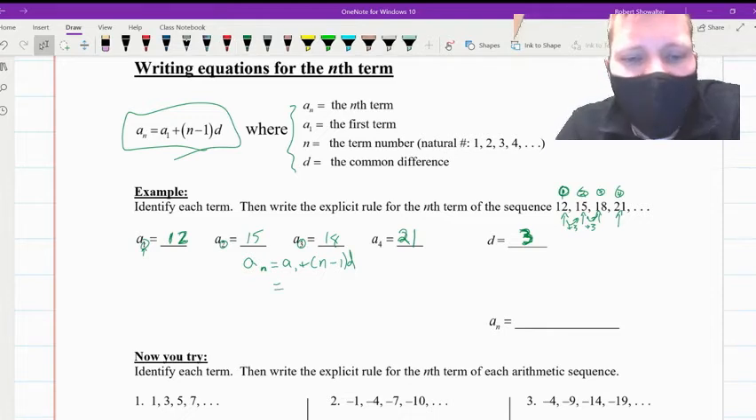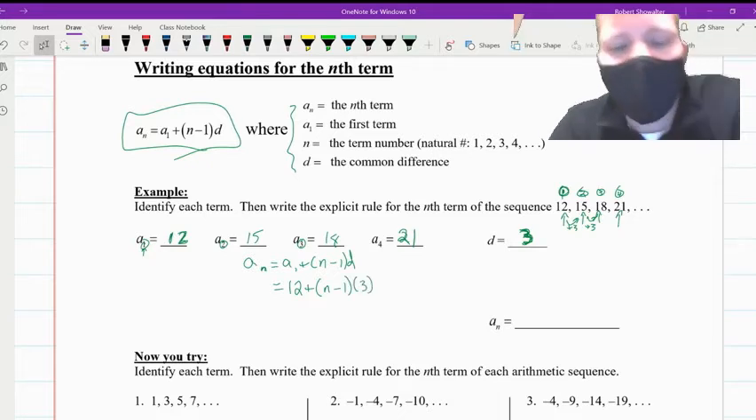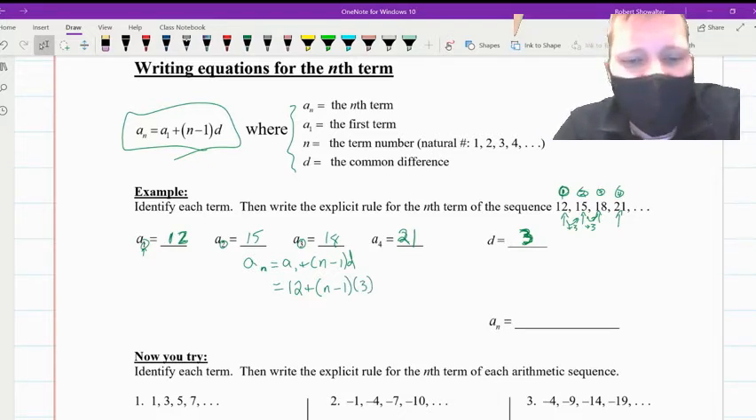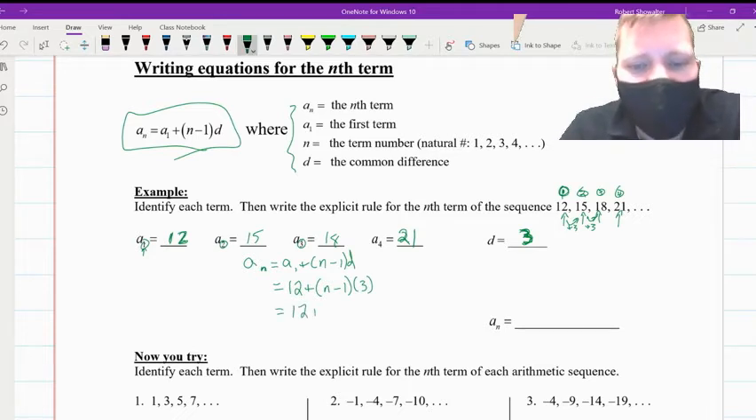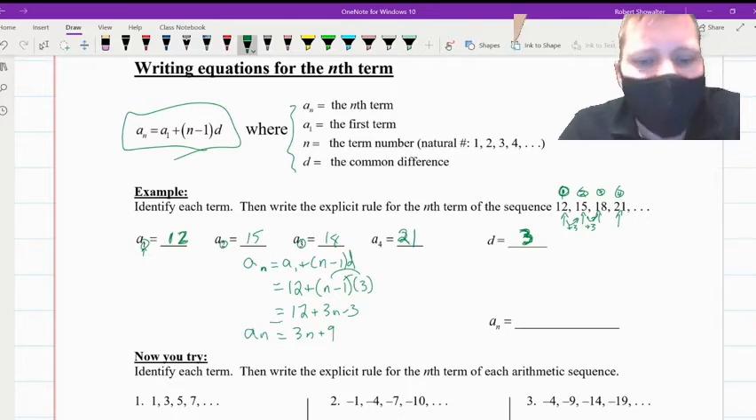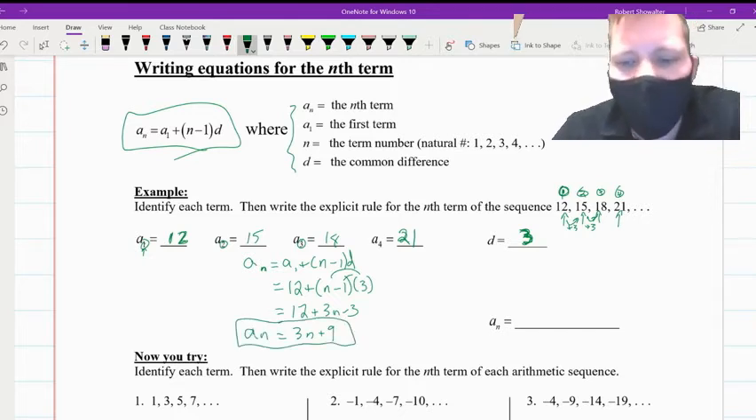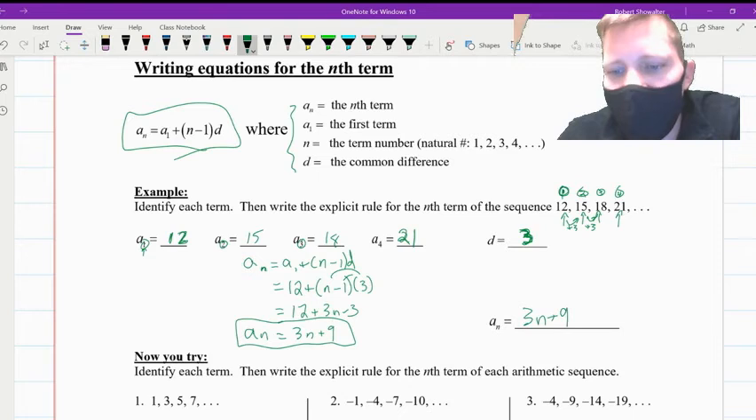A sub 1, meaning the value of the first term, so it's 12, plus we leave n minus 1, and we write in our common difference of d. And this is an equation that we're going to simplify. So we have 12 plus, we're going to distribute, 3n minus 3, simplify again. 3n, 12 minus 3 is going to be 9. So we have our explicit rule, a sub n equals 3n plus 9, okay?